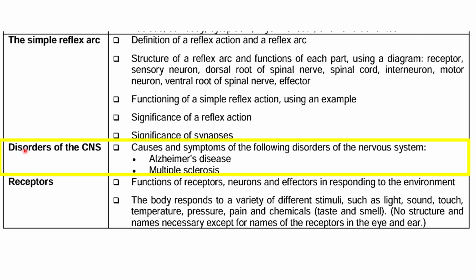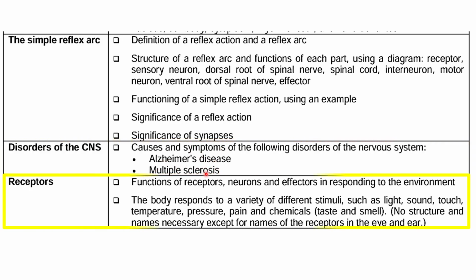Then we also have to know the disorders of the CNS. You've just looked at it. There are two things to know about it. You have to know the causes and the symptoms. You don't have to know any other thing. The definition or the description is not necessary. All you need to know is the cause of Alzheimer's disease and multiple sclerosis, and also the symptoms of Alzheimer's disease and multiple sclerosis.